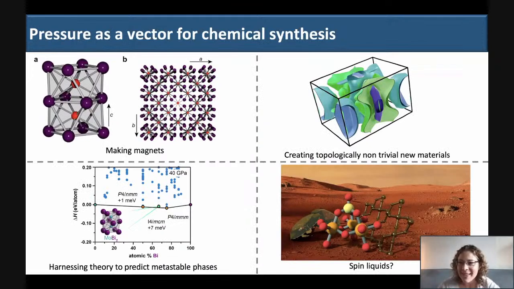And that's all I have about that. So potentially we created a spin liquid, and that's also something that bears further investigation.